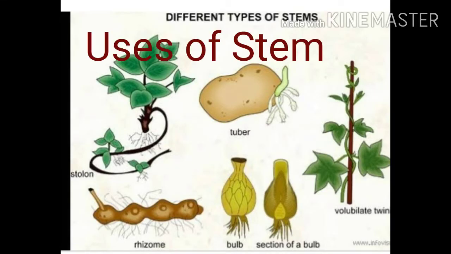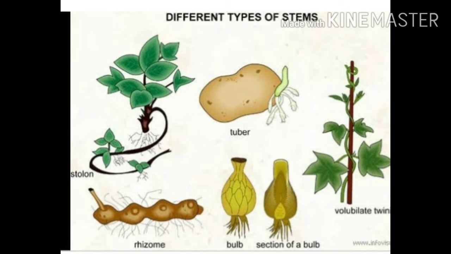Uses of the stem. The stem carries water and minerals from the root to the rest of the plant. The stem supplies food made by the leaves to the other parts of the plant. The stem keeps the plant in an upright position.